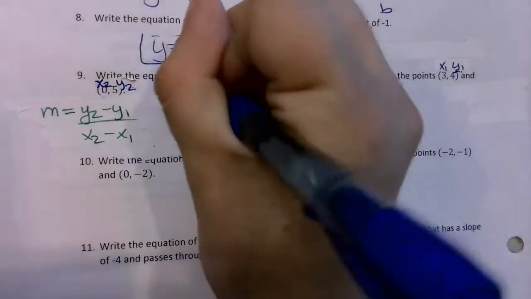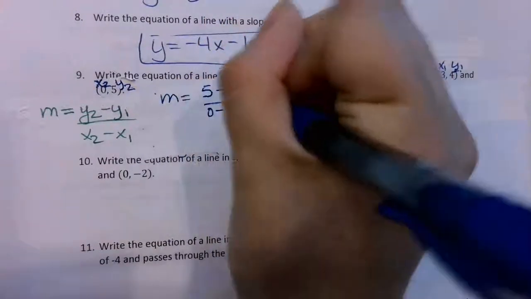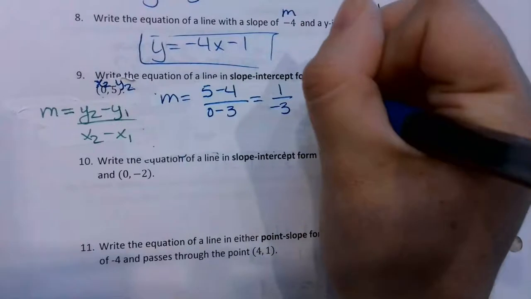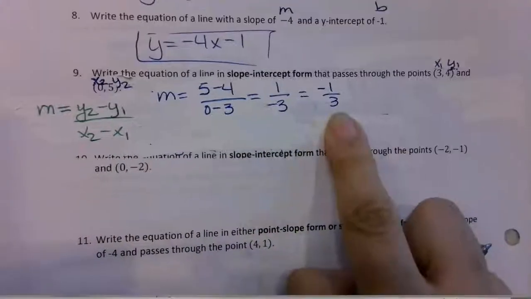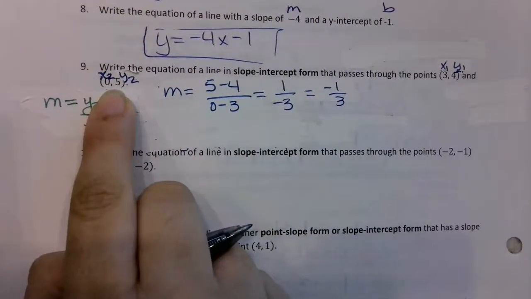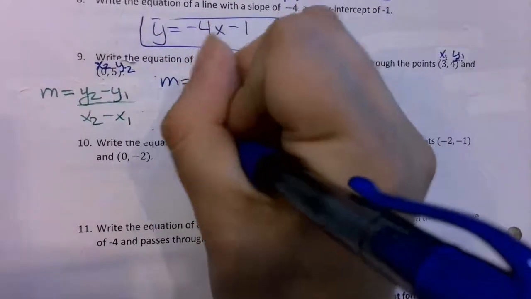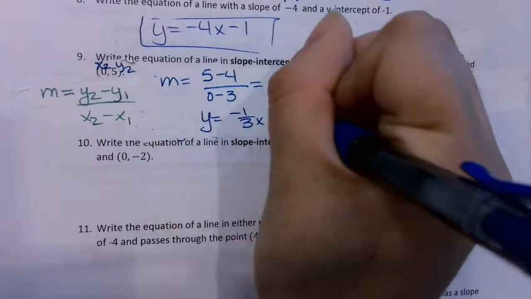I have m equals 5 minus 4 over 0 minus 3. 5 minus 4 is 1, 0 minus 3 is -3. I'm going to just rewrite this so the 3 is on the top. So I know my slope is -1/3, and because I have the point 0, 5, I know that this is my y-intercept. So I'm just going to plug this in. I'm going to have y equals -1/3 x plus 5.